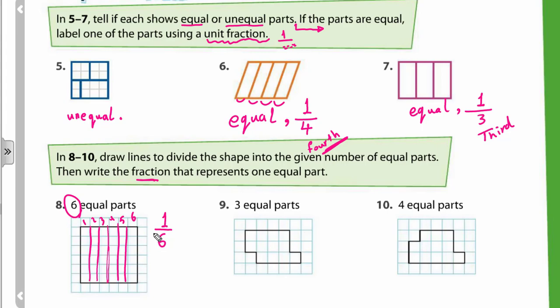Fahad? Yes, teacher. In question number 9, can we divide it into 3 equal parts? Okay, yes. Can we draw lines like this? How many? 1, 2, 3, 4. Let's make another 4. 1, 2, 3, 4. Okay, so we have 4 inside each one. And the fraction? Fahad? 1 over 4.